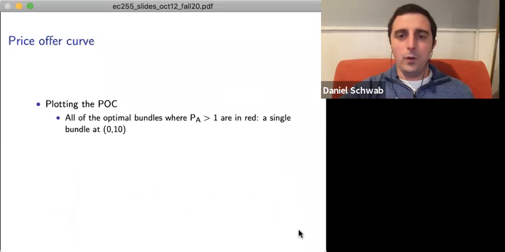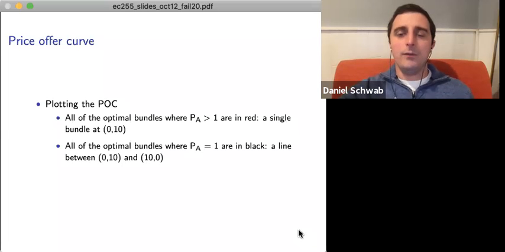One thing we can do is we'll just do this in colors. This isn't something that's always done or anything like that. I just thought it might be helpful for the purposes of today's class to put things into colors, just to give you a sense of what the different groups are, right? So we can do everything where price of apples is greater than 1 in red. And as we saw in the previous slide, that's all one bundle. So this is just going to be one bundle highlighted in red at 0, 10.